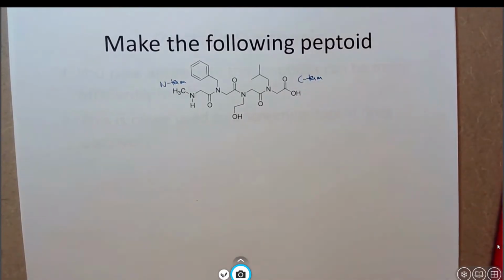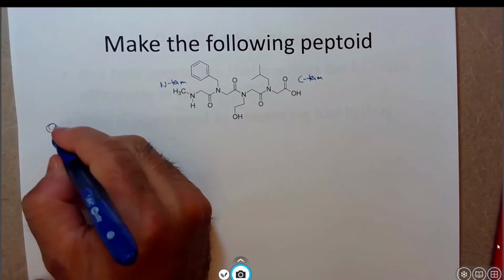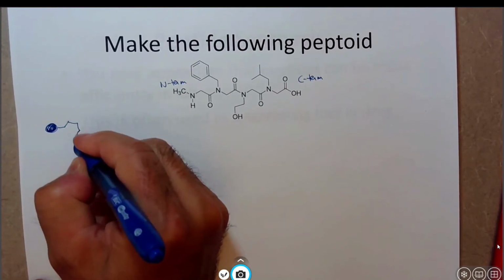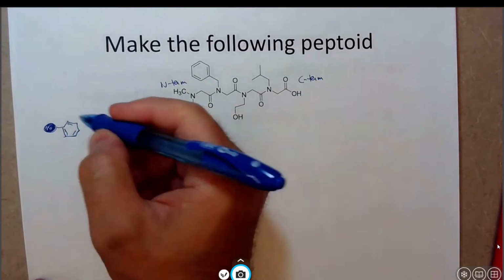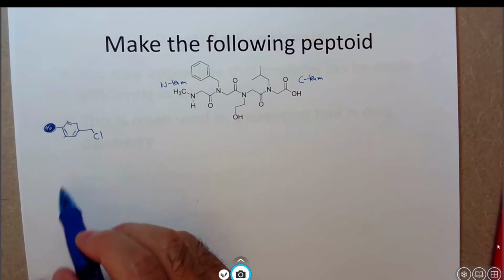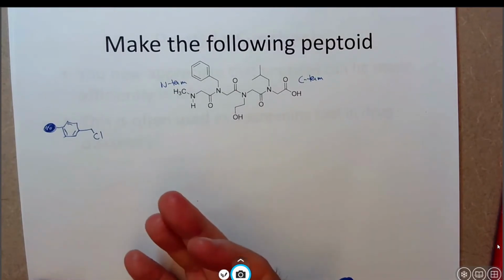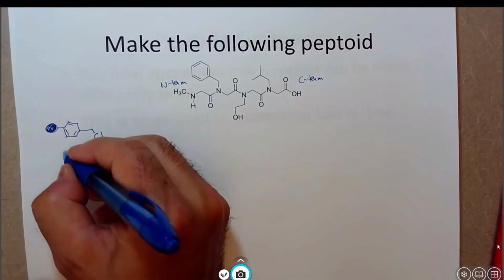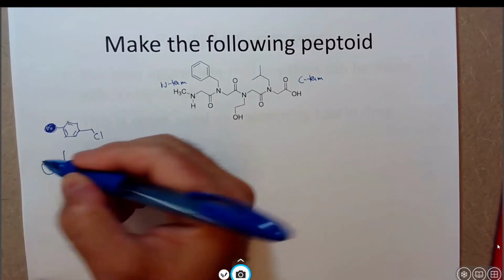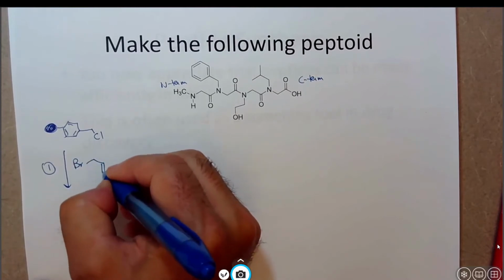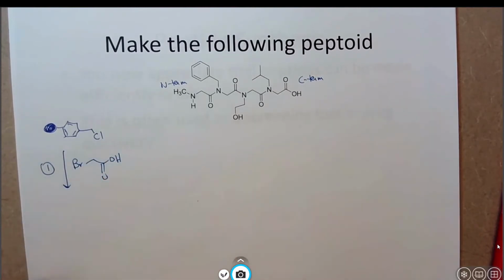Okay, so what we're going to do too is we're going to start off with our Merrifield resin, like we learned last unit, where you have that styrene and the halide, the chlorinated styrene, and then we activate that with our precursor. So in order to get this activated, the first thing we're going to do is react this with bromoacetic acid. Now you might say, well, why are we doing that?